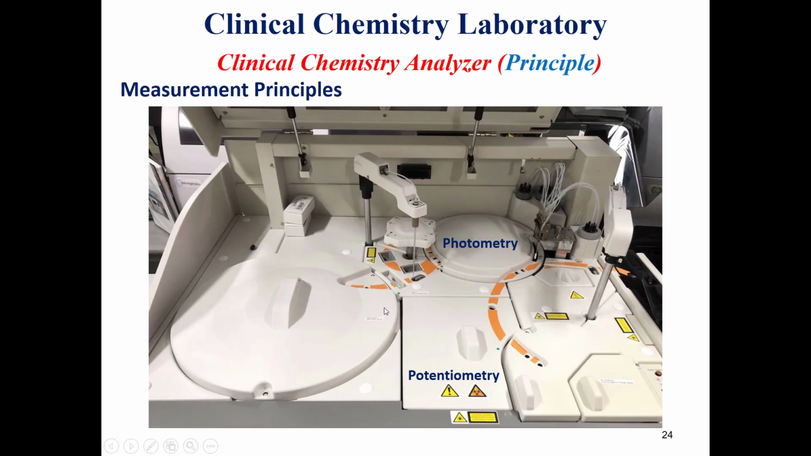As we can see here, this is a model manufactured by Beckman Coulter, the EU480. We can see here the photometer, which uses the principle of measurement of light absorption in order to measure the concentration of analytes in serum. Here is the part related to the potentiometric principle, which is used to measure ions using ISE electrodes, or ion selective electrodes.